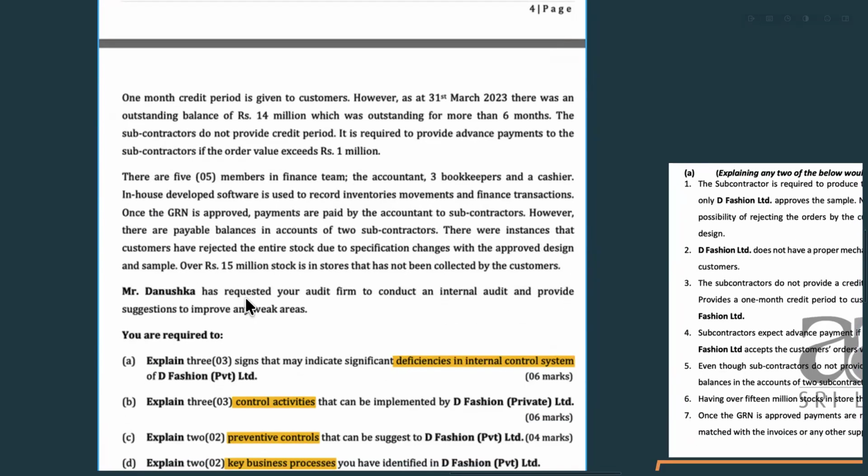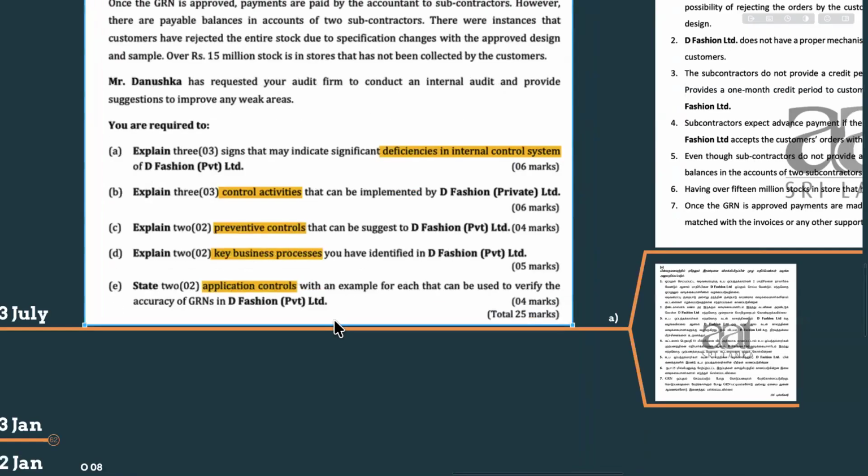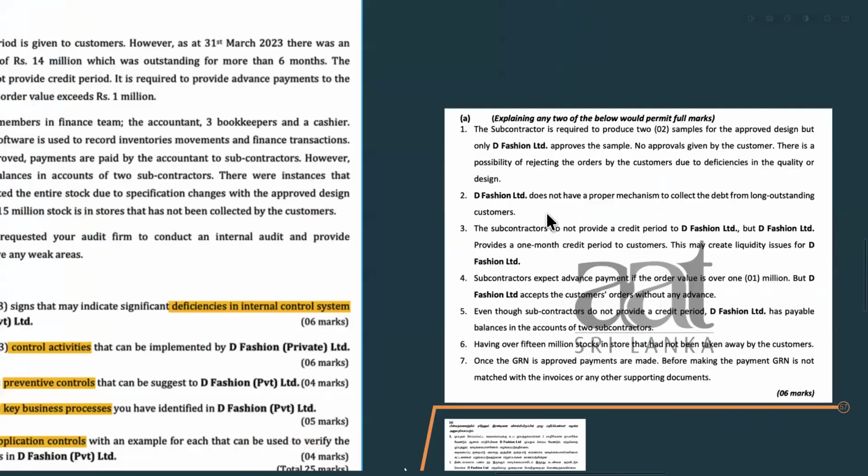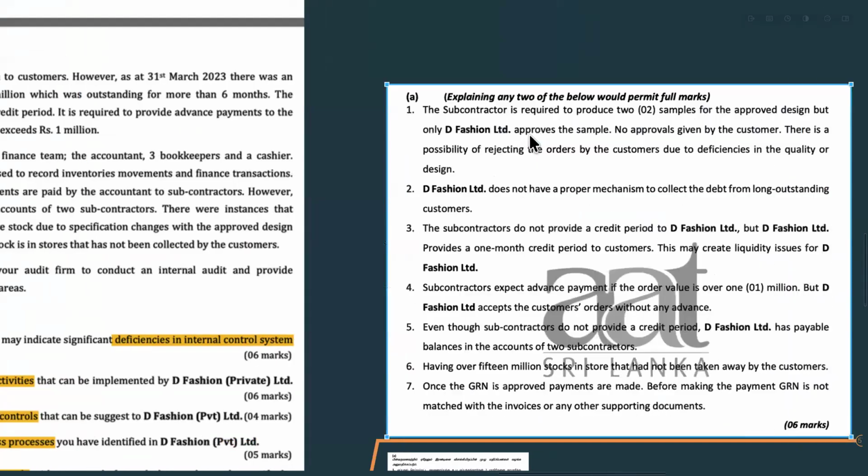Now, Mr. Danushka has requested your audit firm to conduct an internal audit and provide suggestions to improve any weak areas. There are a lot of weak areas we have identified, right? With just a reading. Most of the things I have talked about, these all are the deficiencies, my dears. So 3 signs that may indicate significant deficiencies in the internal control system in Deficient Limited. Actually, you have to talk about the weaknesses.